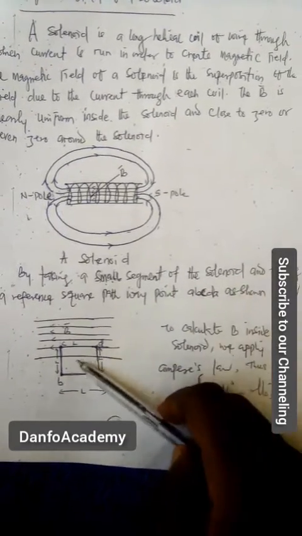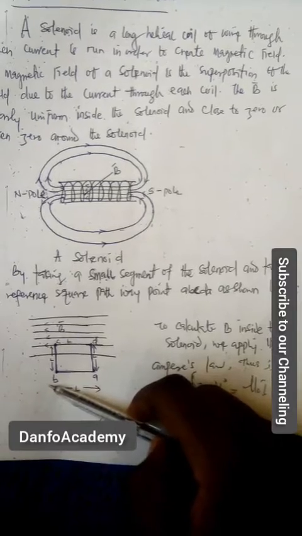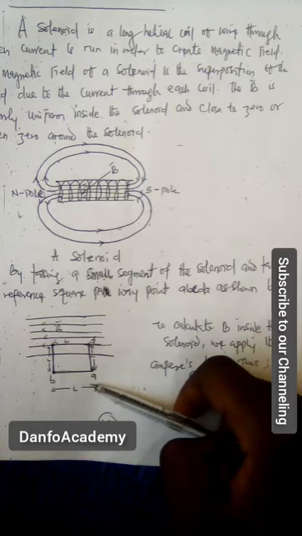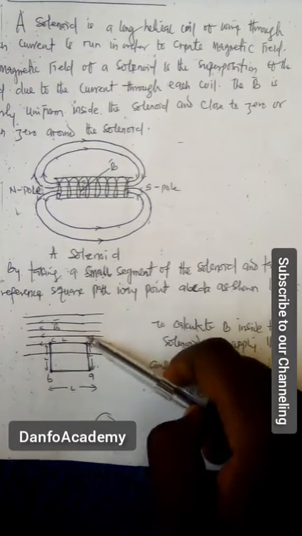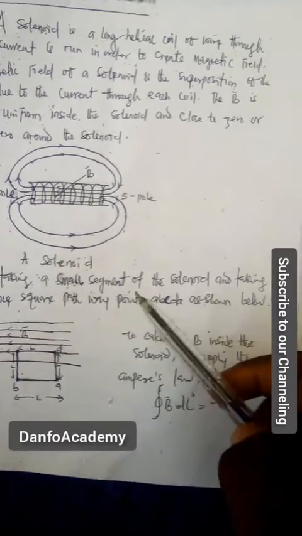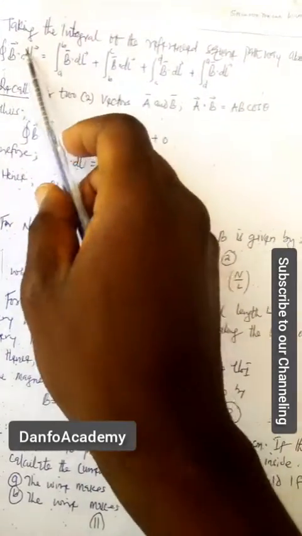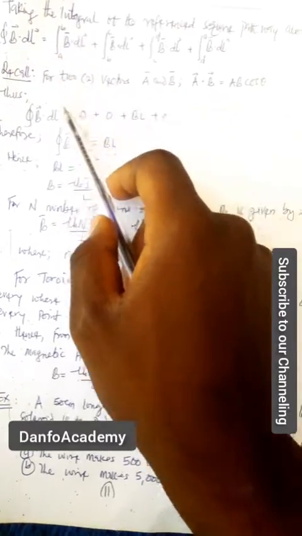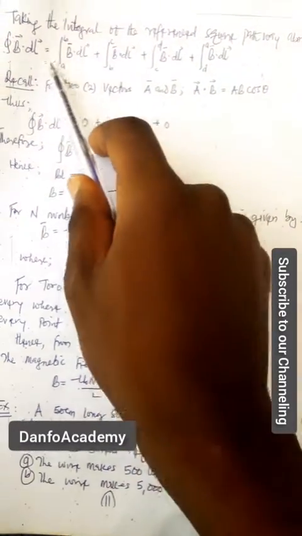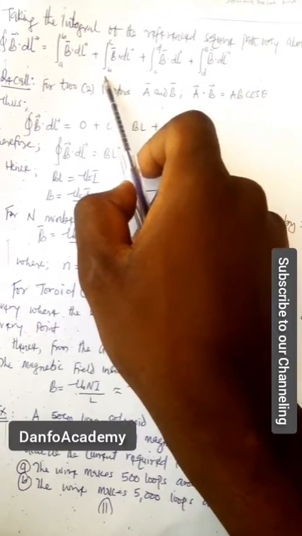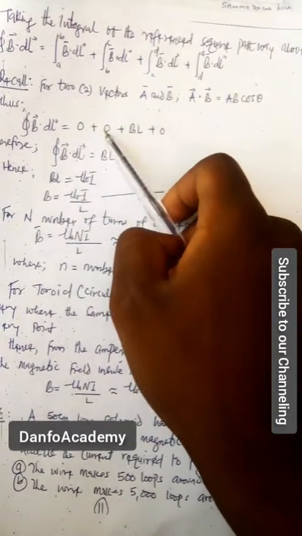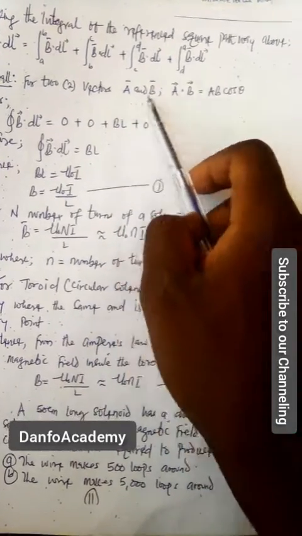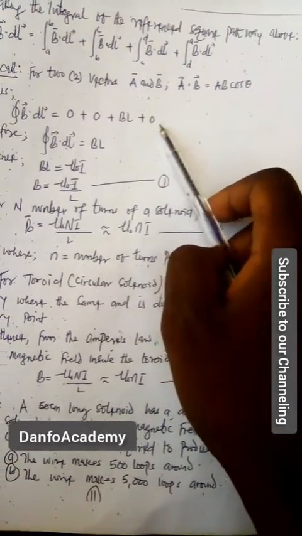Now it means that C to B will be 0, D to A will be 0, B to A is completely outside, which will also be 0. C to D will have a value, as you can see here. So if you look into this, taking the integral of the reference square pathway above, B to A is 0. C to B is also 0. But D to C will have a value, as you can see here. Then A to D will also be 0.